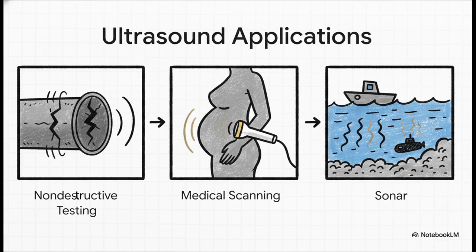Ultrasound waves uniquely reflect whenever they hit a boundary between materials of different densities, a sudden change in what we call acoustic impedance. This allows us to use it for non-destructive testing. Think about trying to find a microscopic hidden crack inside a thick metal pipe. The wave bounces back early from the tiny air gap inside the crack, revealing the flaw without breaking the pipe.